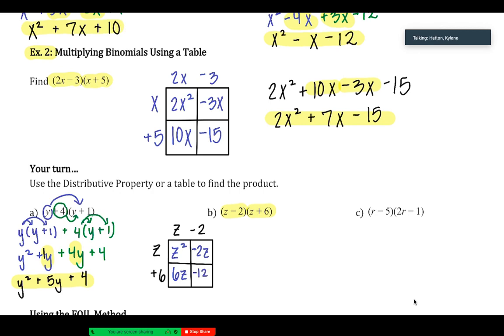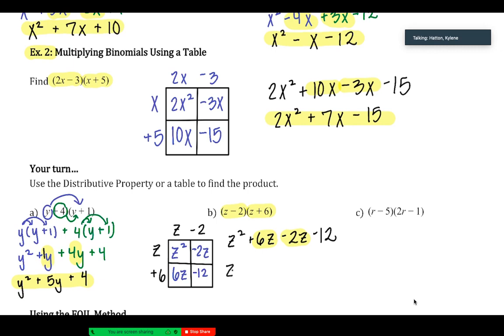And then once I have the squares filled in, I pull all those terms out and I just check for any like terms that I have. So I'm going to pull out the z squared, the 6z, the negative 2z, and the negative 12. And then I have two like terms. I have 6z and negative 2z. Those both have z to the first power, so that means we can combine them.